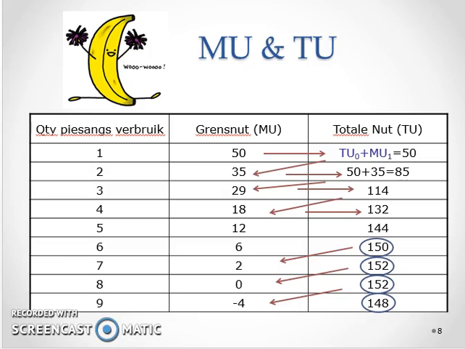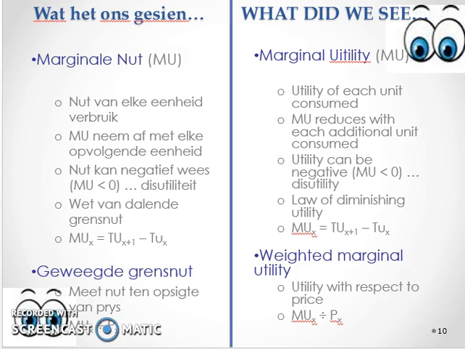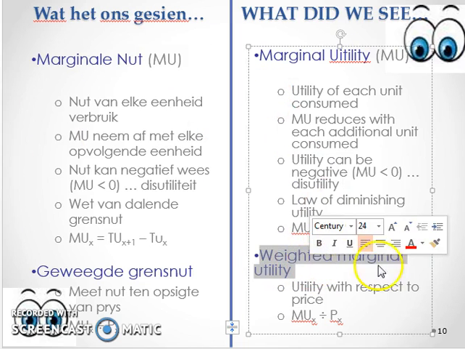Okay, so now we have a consumer who has to decide between 2 goods or 3 goods. So it's not just one good. How will a consumer decide how many of each good he or she wants to purchase in order to maximize their satisfaction or utility? In this case, we are looking at the weighted marginal utility.